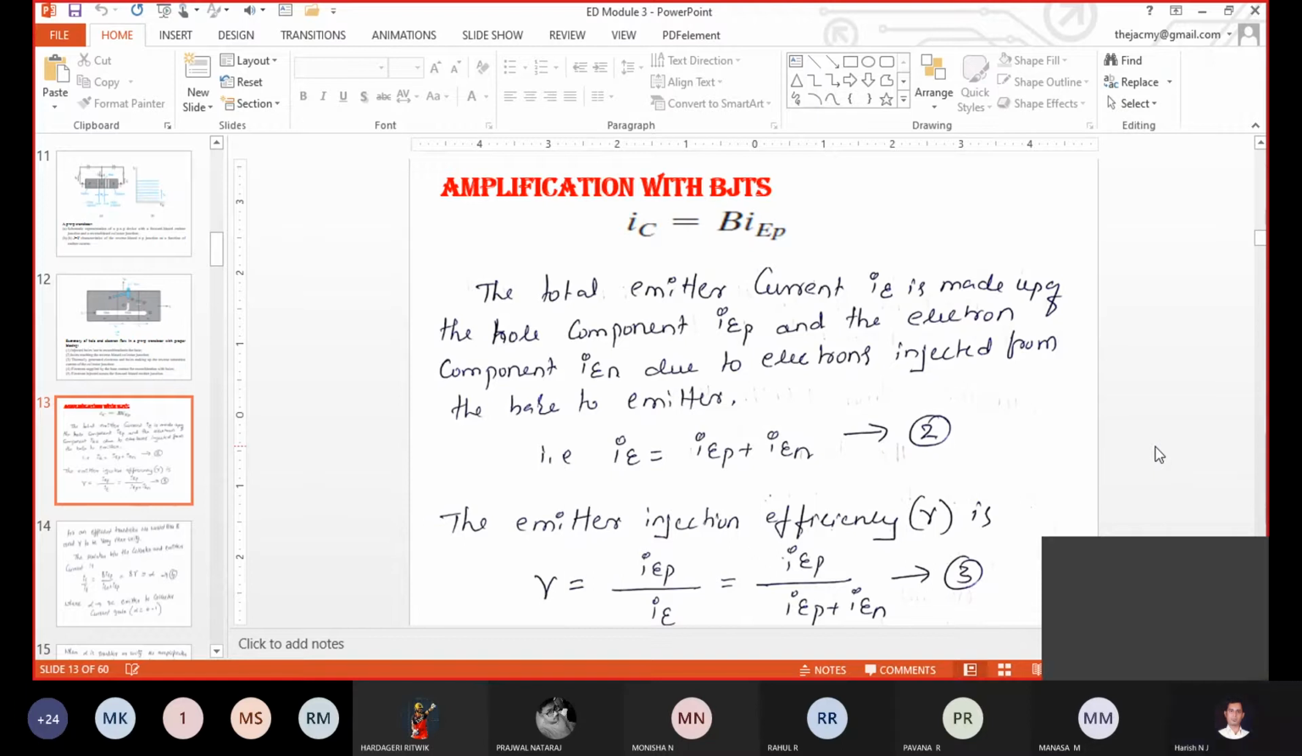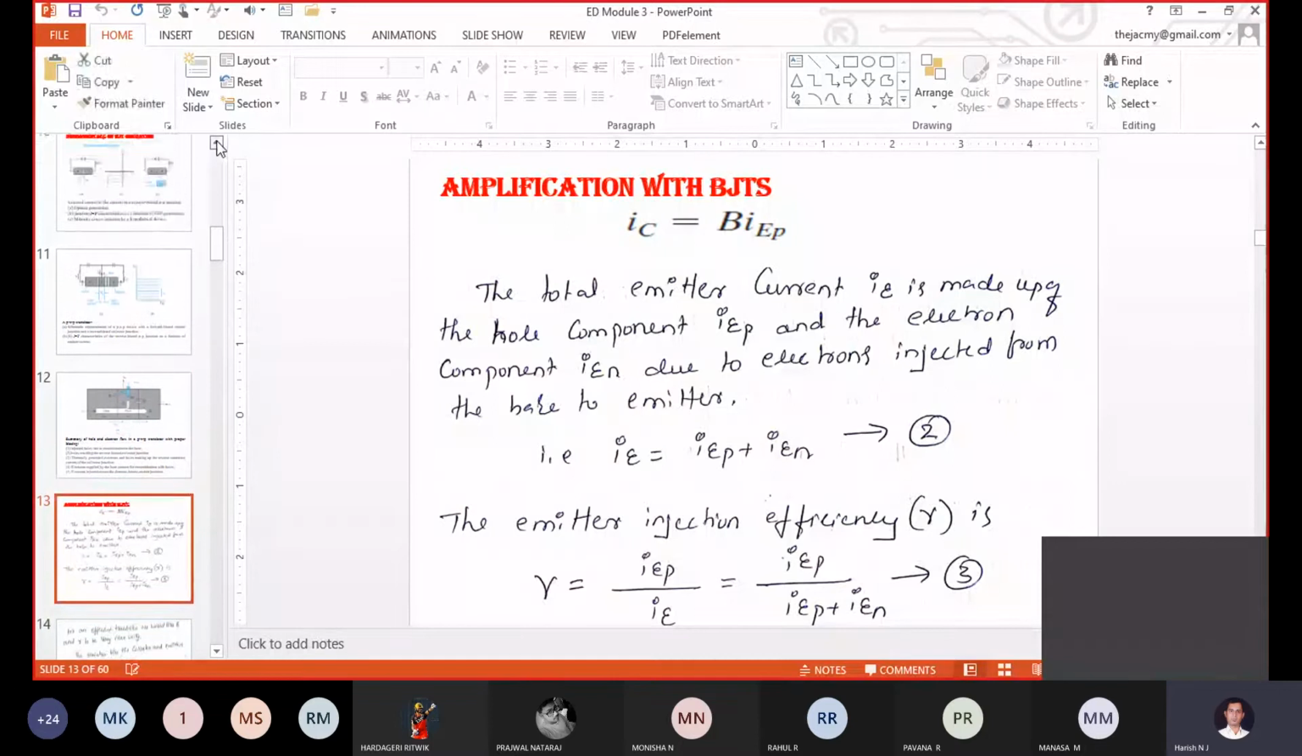Alpha it will be equal to IC divided by IE. Beta it will be equal to IC divided by IB. Correct. So I will tell you how you can judge that current and all.